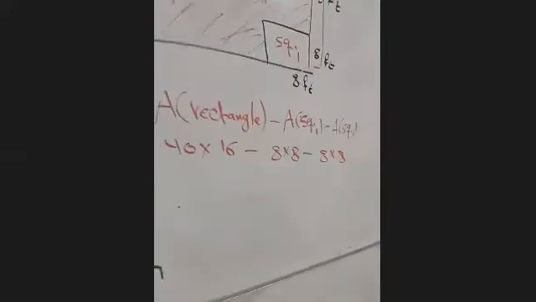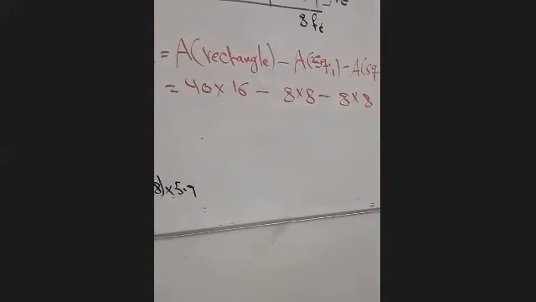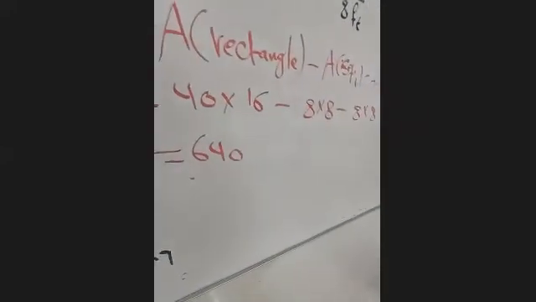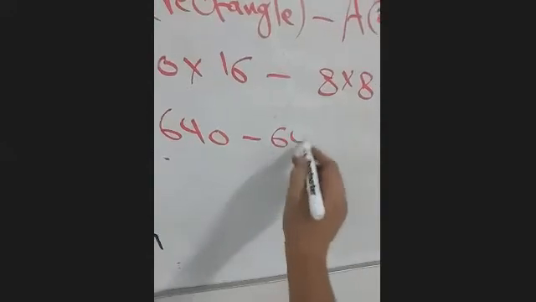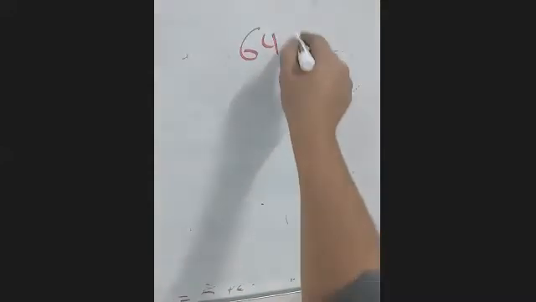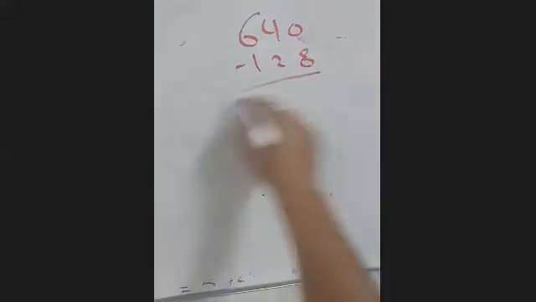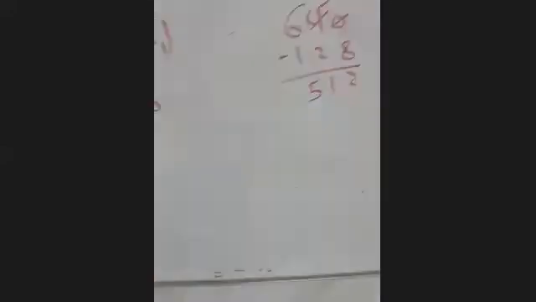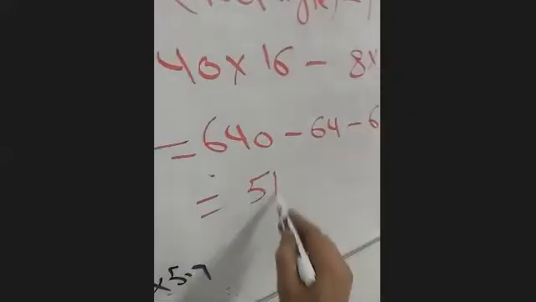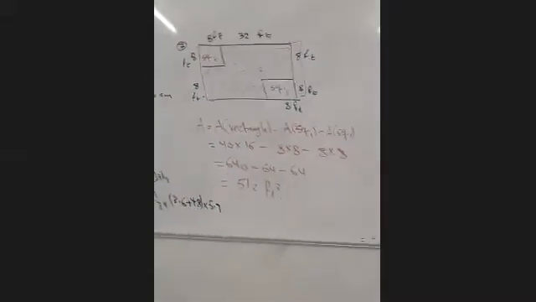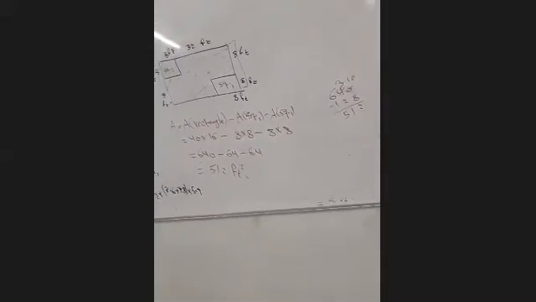Okay. Do you understand now? Yes. Now 40 by 16 is 640. And here 64 and here 64. Subtract. 640 minus 128 is 512. 512 feet squared. Do you understand? Yes.